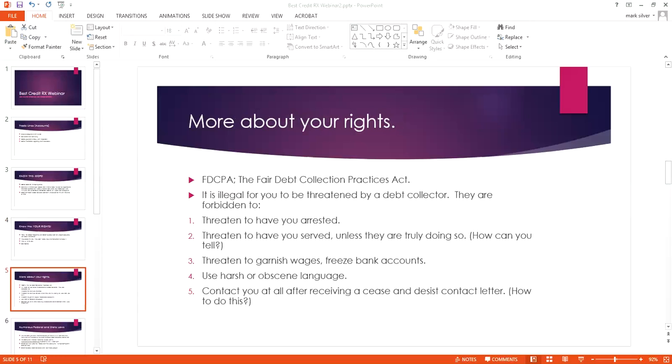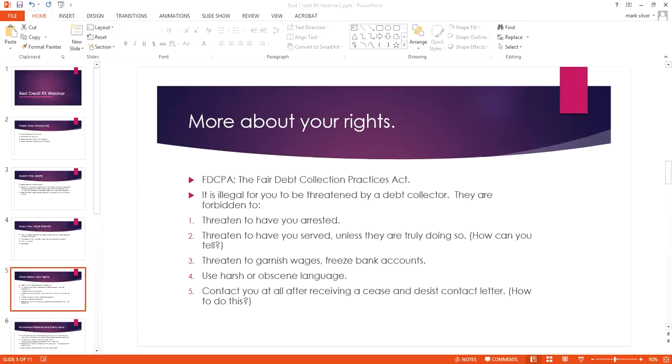And what you need to know about this is it is illegal for you to be threatened by a debt collector. They are forbidden to threaten to have you arrested, threaten to have you served, unless they are truly doing so. Now, how can you tell? Simply go online and look up the clerk of your county court and see if you're on the docket, or call the clerk and say, hey, I had this person call. Am I being sued? Odds are you're not.